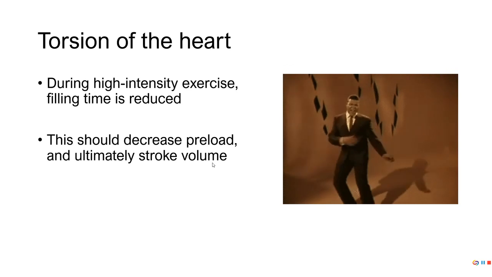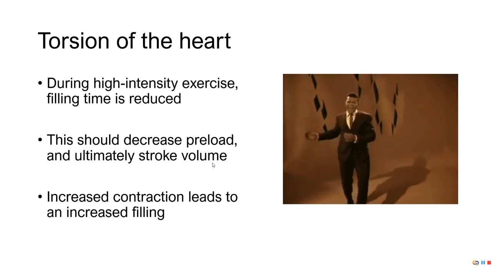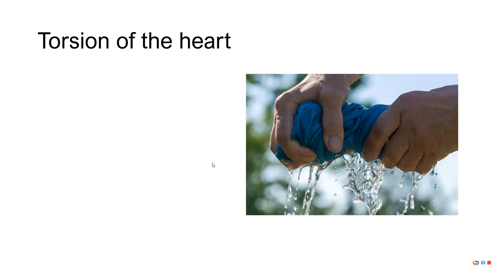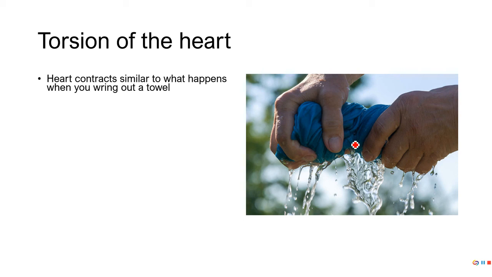What actually happens is that increased contraction strength leads to an increase in filling. The way this works is it creates a pressure gradient. When your heart contracts, it twists, similar to what happens, as shown by this picture here, when you wring out a towel. Everything about it other than this is different, but this wringing motion causes energy to be stored. Think about it kind of like the stretch shortening cycle. It's not the same thing, but it's kind of that idea. We're having a concentric contraction and we're storing energy.